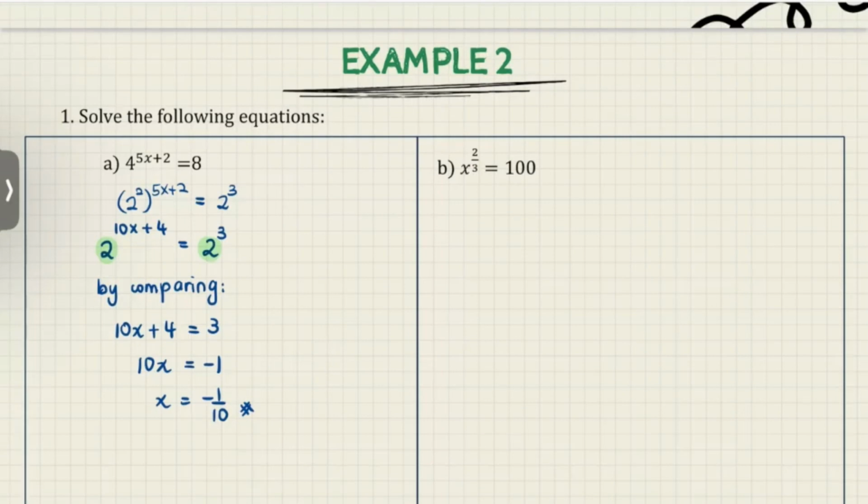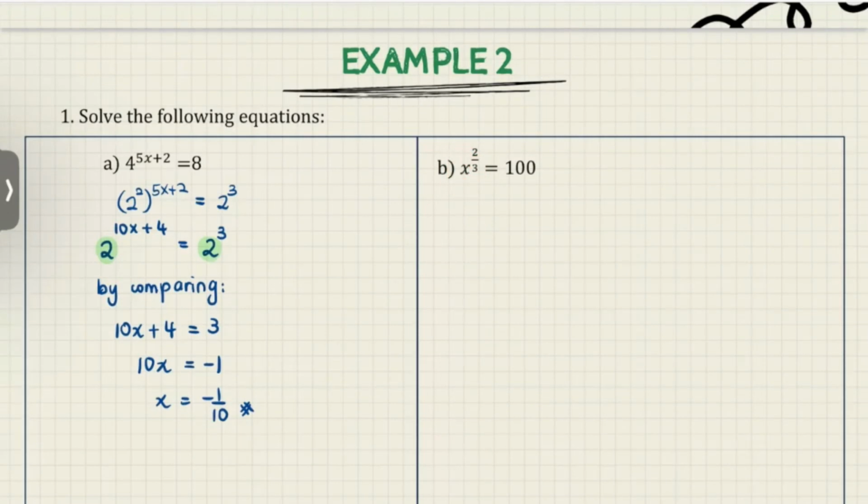Kemudian, let's look at 1b. So 1b, now we have x to the power of 2 over 3 equals 100. Okay, kat sini saya akan gunakan comparing base juga. Sebab apa? Base kita kat sini adalah base x. Okay, kalau dia nombor barulah kita akan gunakan log lah. Tapi sekarang sebab dia adalah base x, so kita akan try to solve it.